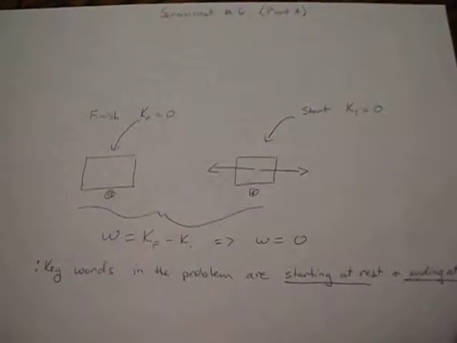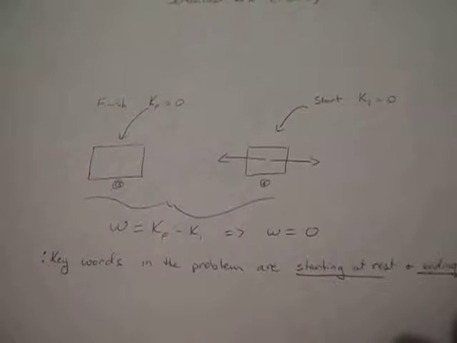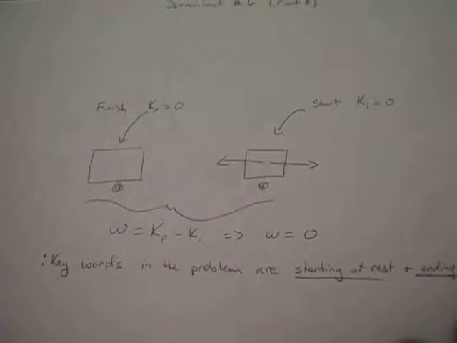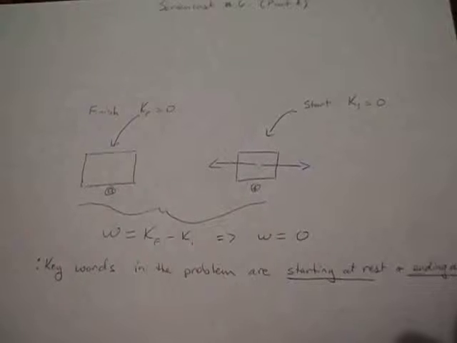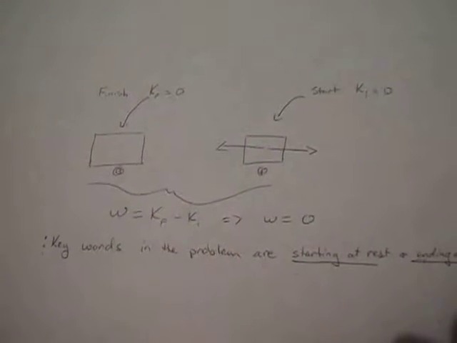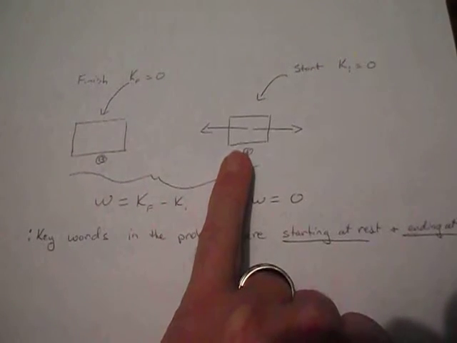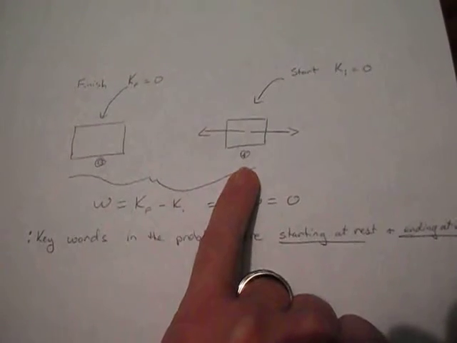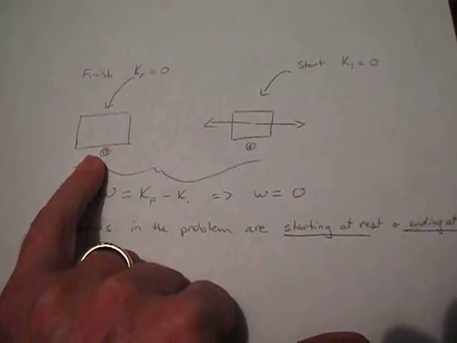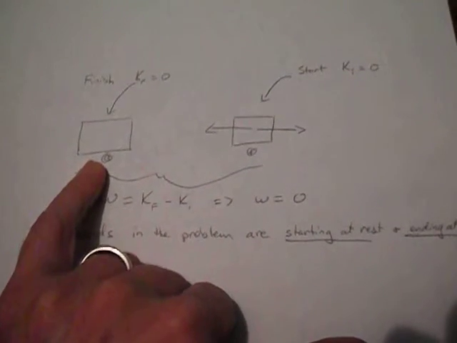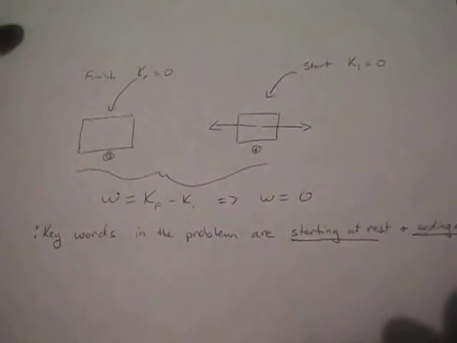Here we got screencast 6, part A. The question states two people pushed in opposite directions on a crate sitting on a frictionless surface. The crate is at rest at point A and ends up at rest at point B. Describe how much work is being done by each person.